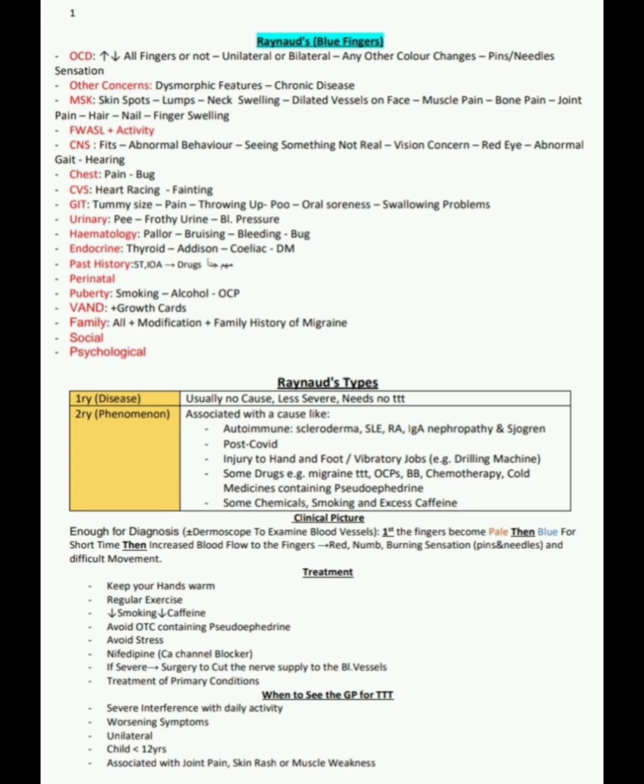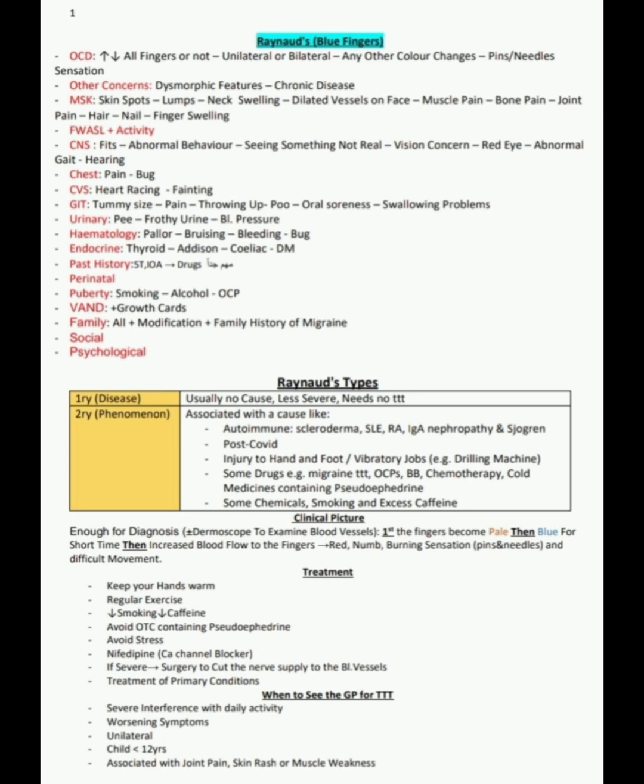Then FWASL plus activity. We know that FWASL is fever, weight, activity, sleep, and any lymph nodes or lumps, plus activity. Is the patient now active or not? What is he facing? We will ask. From CNS, we ask any fits, any abnormal behavior, seeing something not real, like hallucination. Vision concerns, red eye, abnormal gait and hearing. Chest, we will ask about pain and recent bug infection. From CVS, any concern regarding heart racing and fainting, we will ask.